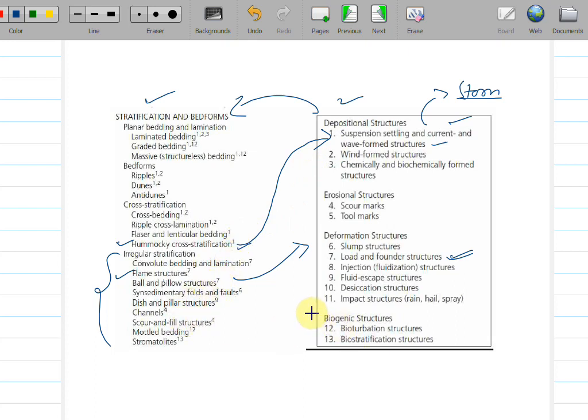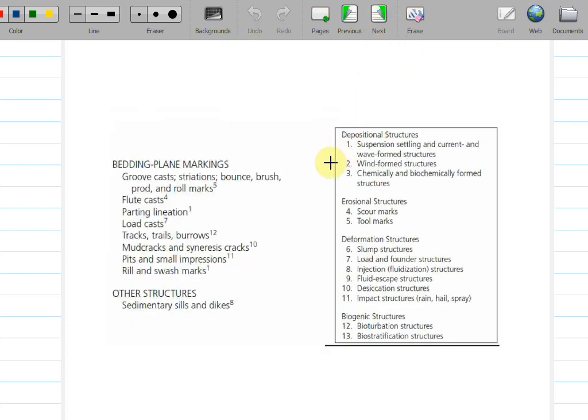And also we will talk about biogenic structures such as stromatolites, burrows, trails, all those things. Most of them are trace fossils. तो ये हम डिस्कस करेंगे. तो आगे बढ़ते हैं और देखते हैं कि बाकी स्ट्रक्चर्स हमारे पास कौन कौन से हैं. So as you can see, bedding plane markings are also structures we are going to discuss today.